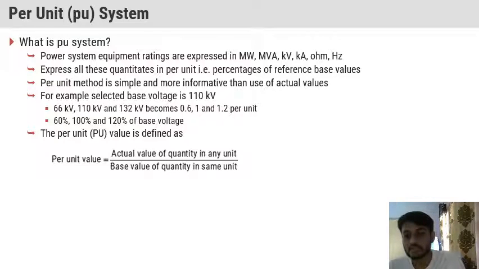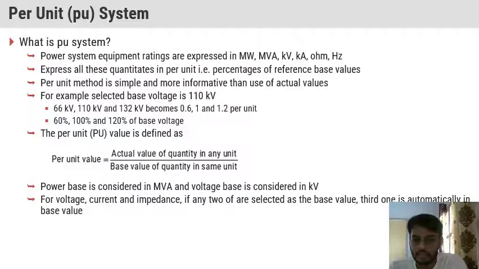This is a very important thing: both parts of the division, upper and lower, should be in the same unit. So if the actual value of the quantity is in volt or kilovolt, then its base value should have a similar unit like kV, so below also we have to put the kV value, then we get the actual per unit value.